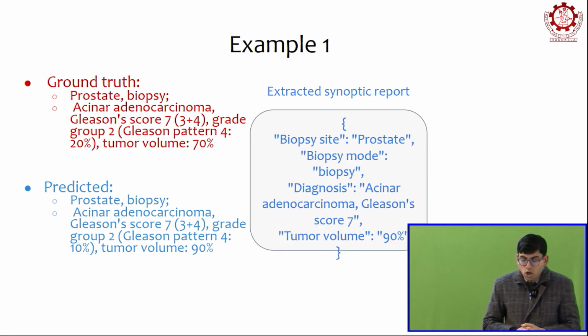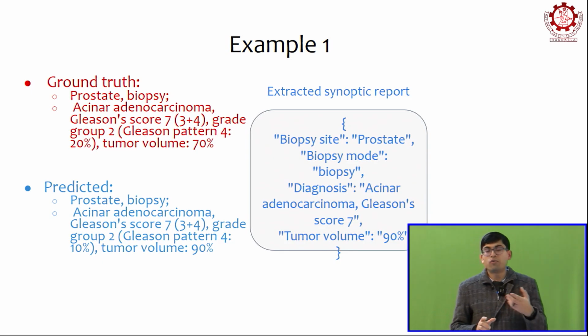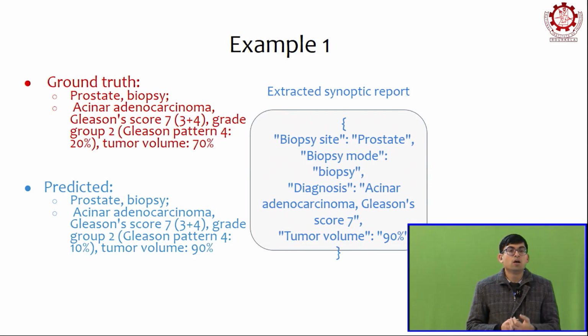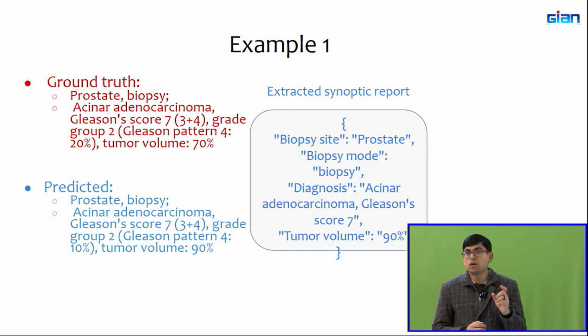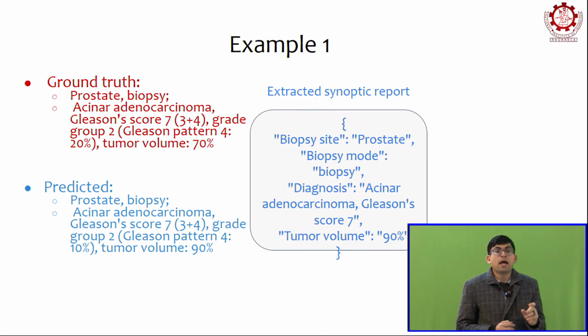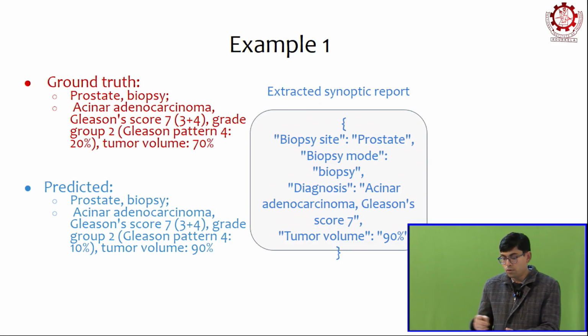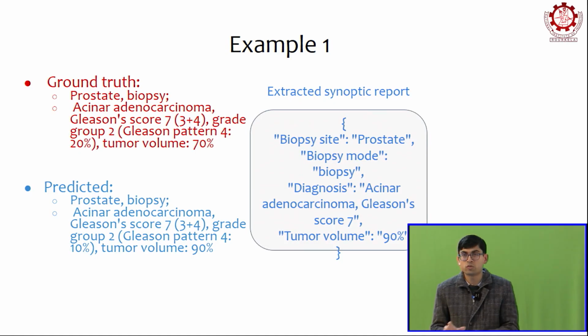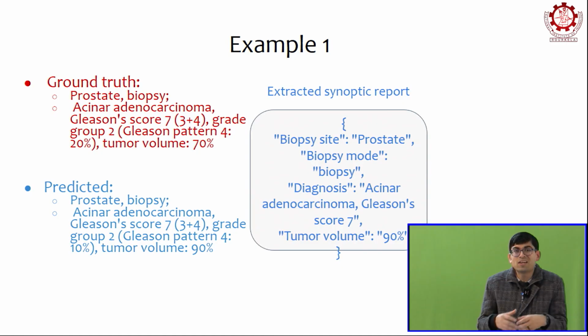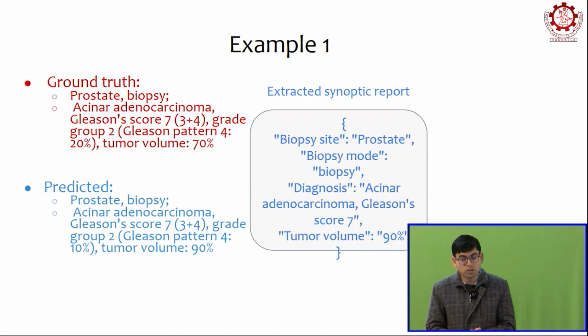Now, on top in the red text, you see the ground truth data for a particular case. It's a prostate biopsy. The diagnosis was acinar adenocarcinoma, and Gleason score. Gleason grading is what is typically done in prostate, which tells you how aggressive the disease is. A synoptic report is a format where you can make it more structured, right? What's the biopsy site? Prostate. What's the mode? Biopsy. What's the diagnosis? Acinar adenocarcinoma with Gleason grade 7. What's the tumor volume? 90%. So you take an unstructured format and make it into a more structured format.